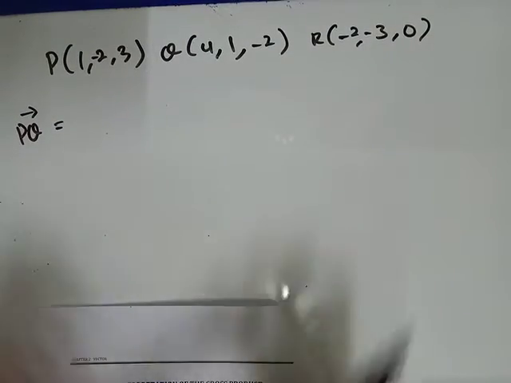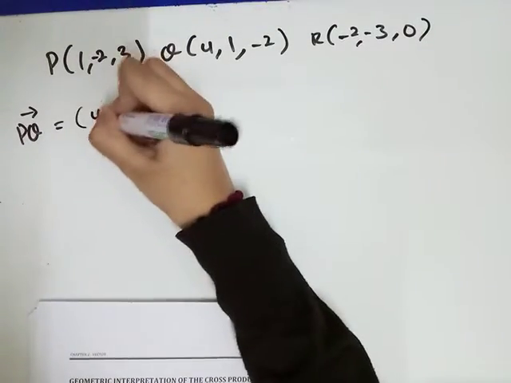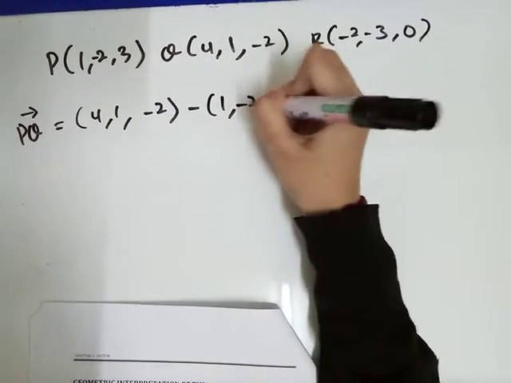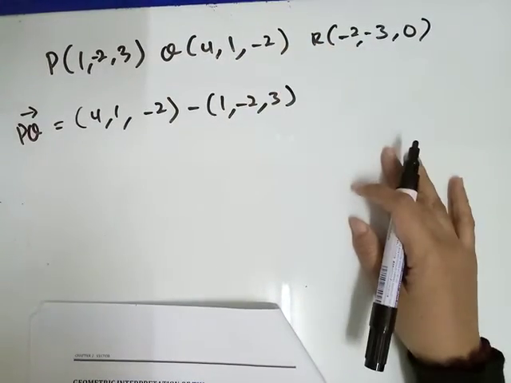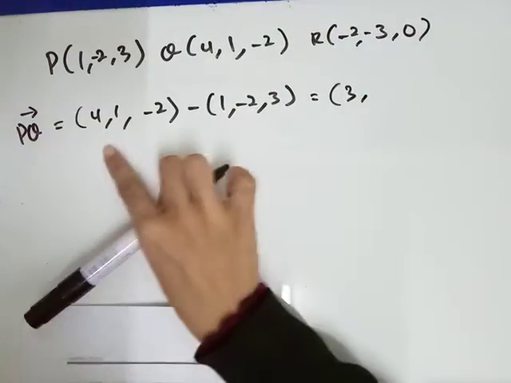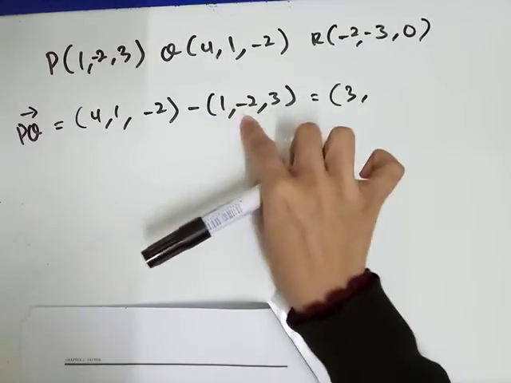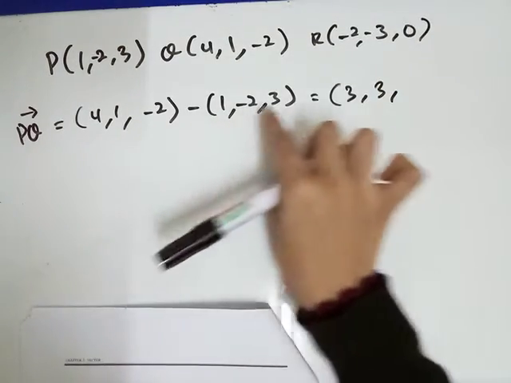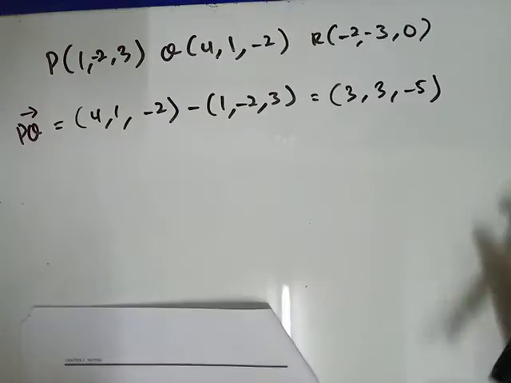So, when Q is (4, 1, -2) minus P is (1, -2, 3). Then you calculate 4 minus 1, you get 3. 1 minus -2: negative, positive. So 1 plus 2, you get 3. -2 minus 3, you get -5.